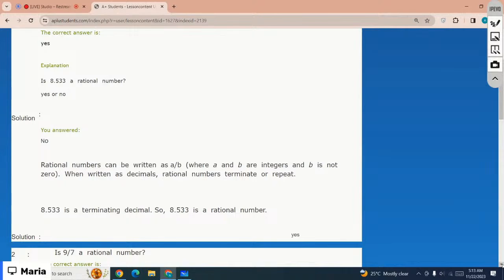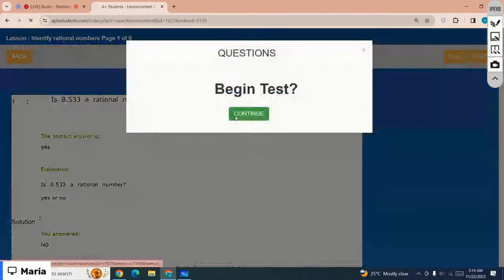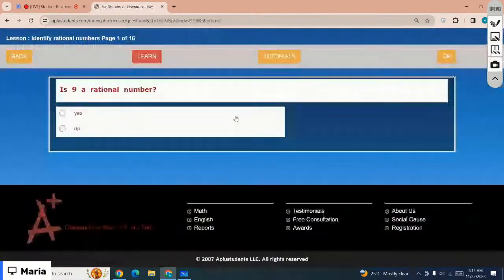Okay, let's just start with the practice questions. Is 9 a rational number? Yes or no? The correct option is yes, it is a rational number. You can write it as 9 over 1, so it is a rational number, right? Okay, any number that can be written in fractional form is a rational number.